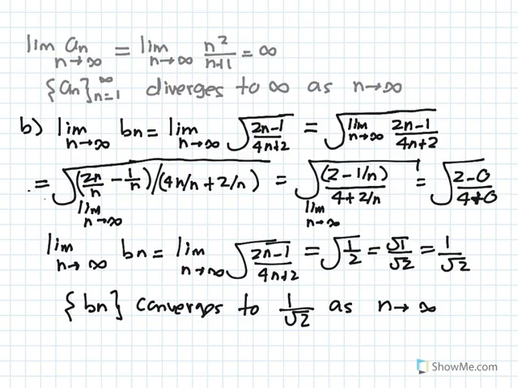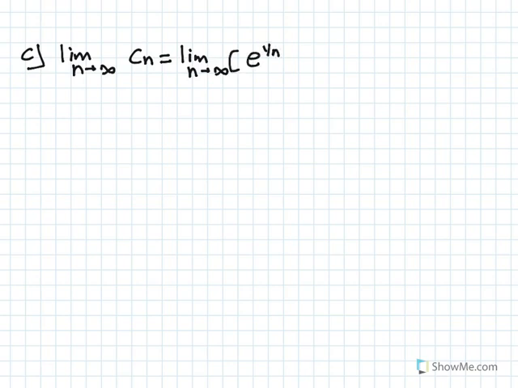All right. So now let's look at part C. For part C, we have the limit as n goes to infinity of Cn is equal to the limit as n goes to infinity of e to the power of 1 over n plus cosine of 2 over n plus arctangent, tan minus 1, of 3n. Now we know that the limit of a sum is the sum of the limits. So let's distribute the limit across each term.